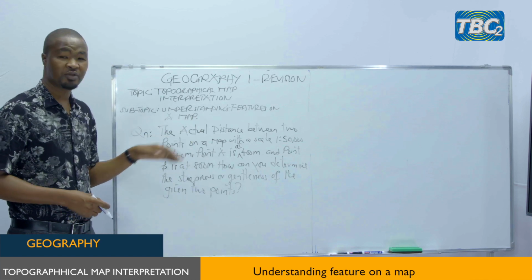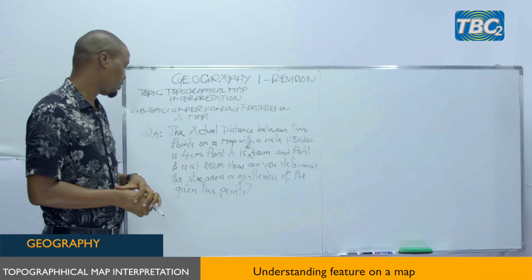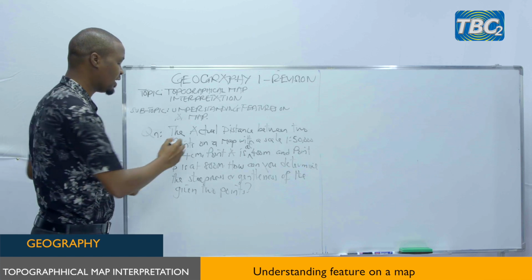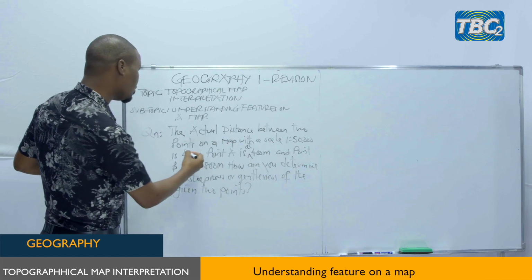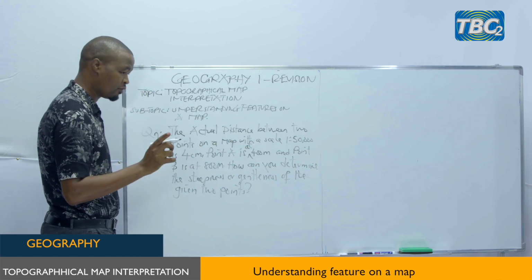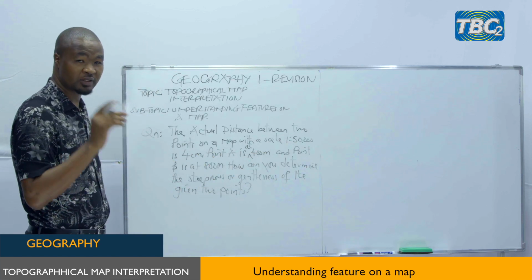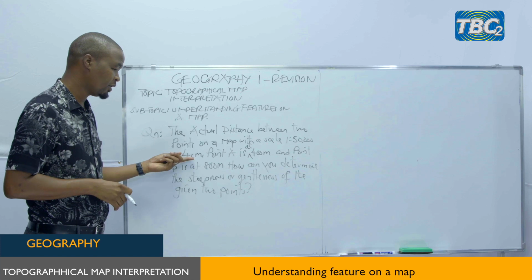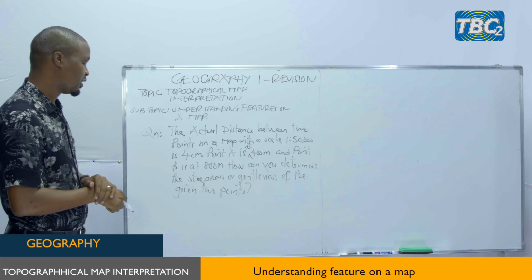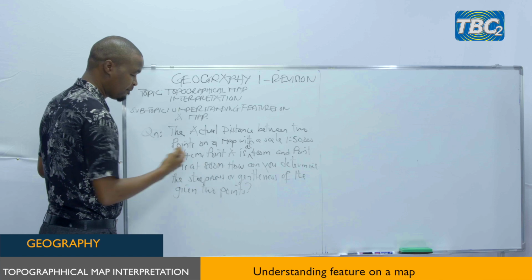It says the actual distance between the 2 points on a map with a scale 1:50,000 is 4 centimeters. So listen to me very carefully. We have the distance on the map, which is 4 centimeters, and we have the map scale, which is 1:50,000. Then they said point A is at 400 meters and point B is at 800 meters.